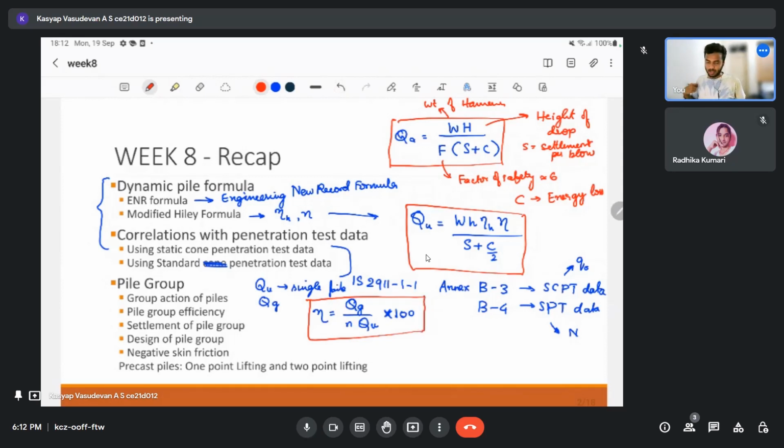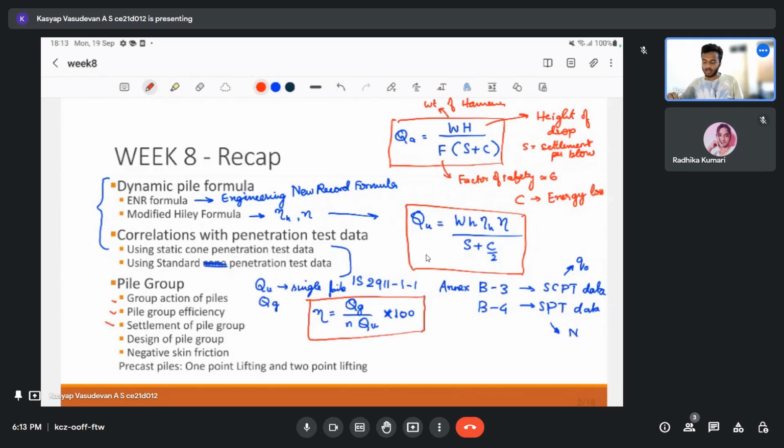After that, we went to the settlement of piles. The settlement of piles is very much similar to our shallow foundation settlements. But what we have to understand is that there are three different cases, depending on the stratigraphy of the soil and whether the pile is a friction pile or an end bearing pile. We'll come to that. We are solving a problem related to that.